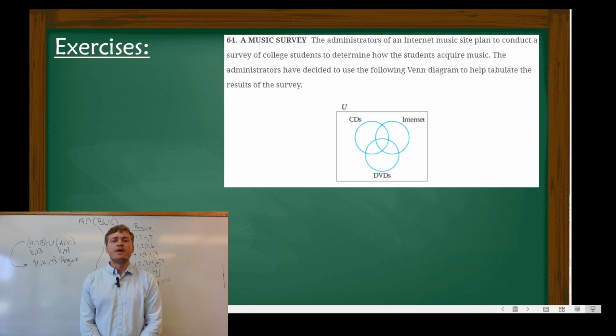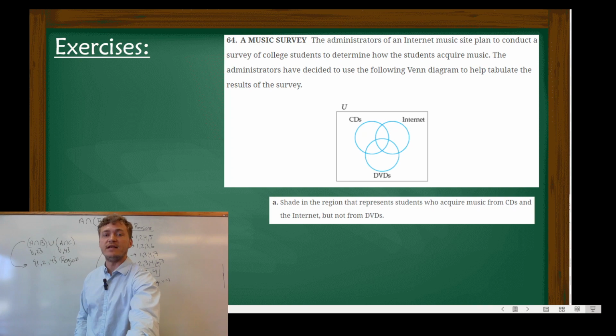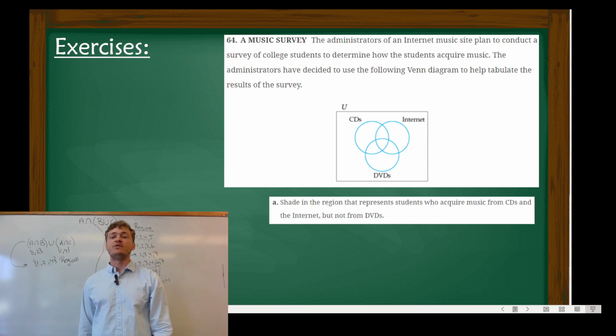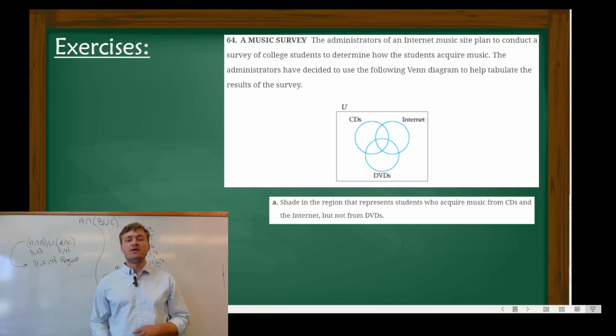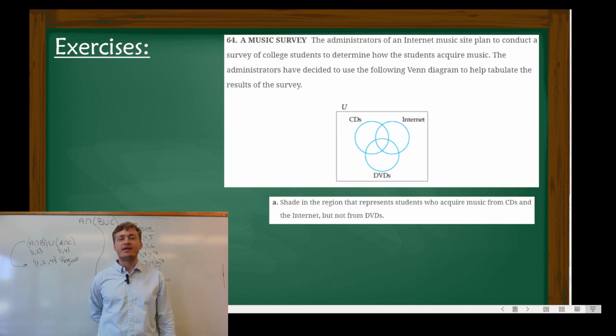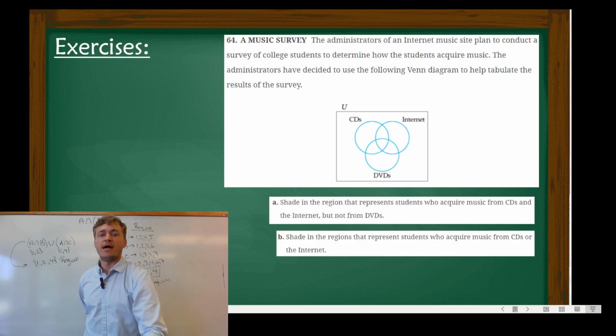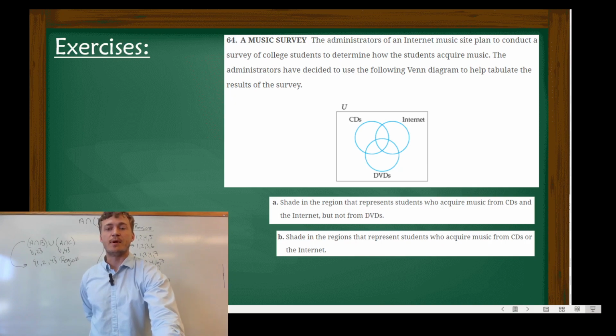So we have an exercise. The administrators of an internet music site plan to conduct a survey of college students to determine how the students acquire music. The administrators have decided to use the following Venn diagram to help tabulate the results of the survey. And here, note that our means for music are either through CDs, internet, or DVDs. So in part A, we want to shade in the region that represents the students who acquire music from CDs and the internet, but not from DVDs. What are those regions? And then part B, we want to shade in the regions that represent the students who acquire music from CDs or the internet. Pause the video and see what you can come up with.